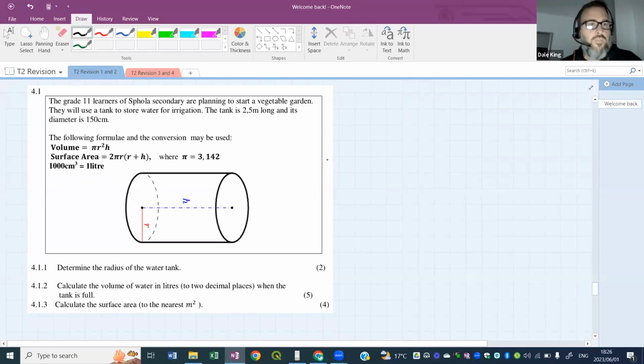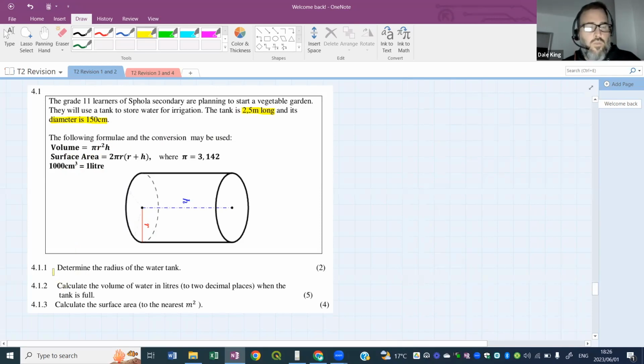Okay, here's the question. I'll read it with you. The grade 11 learners of Spola Secondary School are planning to start a vegetable garden. They will use a tank to store water for irrigation. The tank is 2.5 meters long and its diameter is 150 centimeters. So that information is important. The following formulae and the conversion may be used. So they give you everything. There's a volume formula, a surface area formula, and a conversion in case we need it.